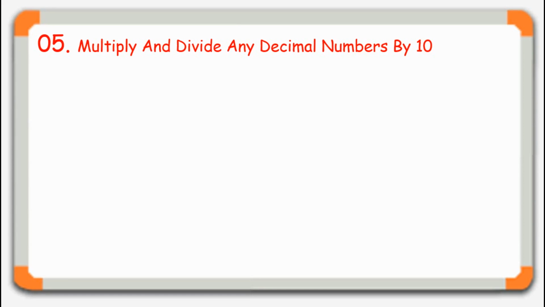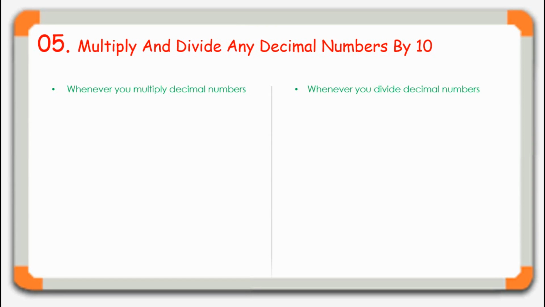Multiplying and dividing any decimal number by 10. There are two concepts that you should follow. When you multiply, there is a concept. When you divide, there is another concept. So whenever you multiply decimal numbers and whenever you divide decimal numbers. Now let's see what happens whenever you multiply decimal numbers.